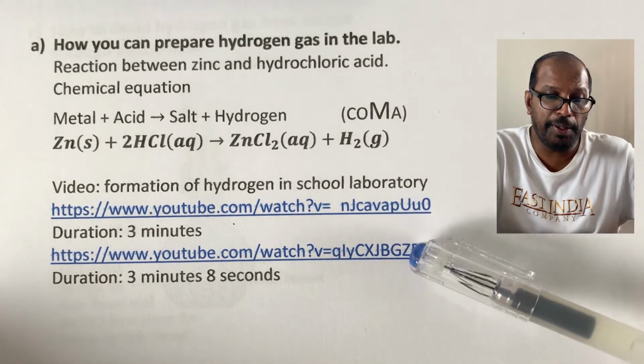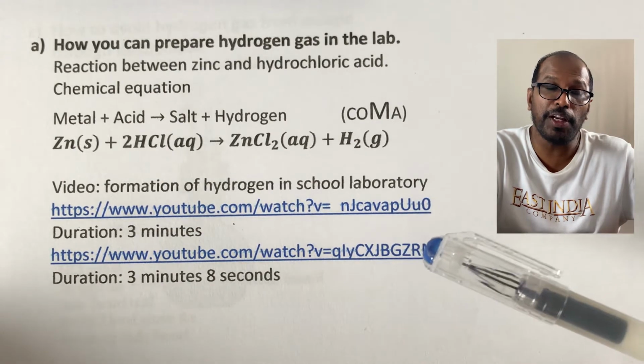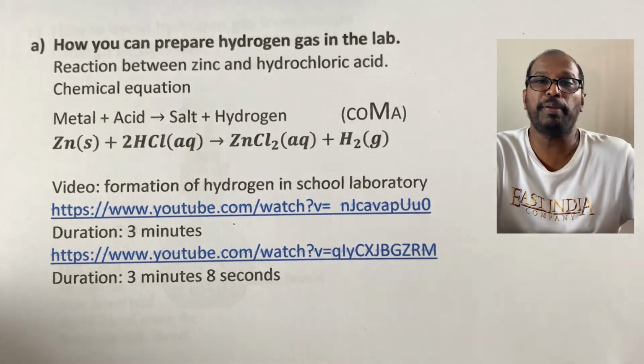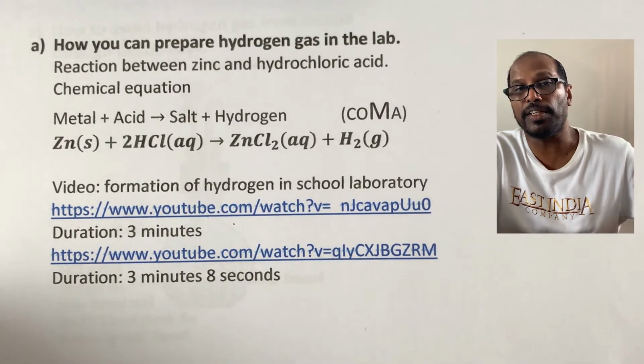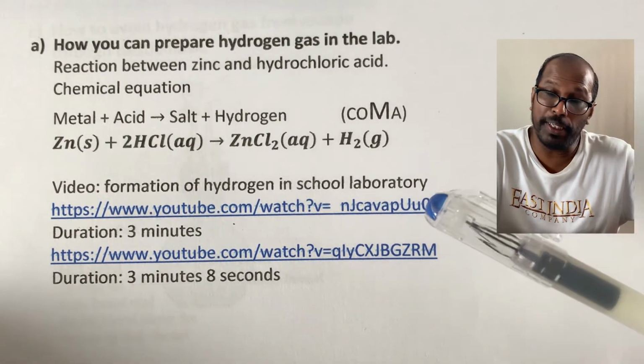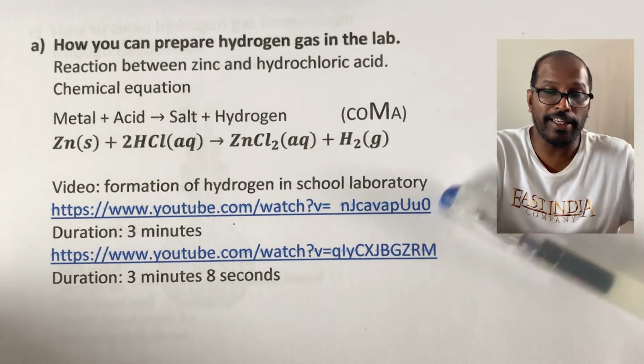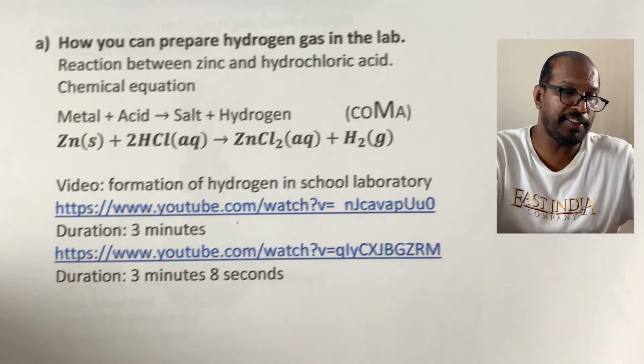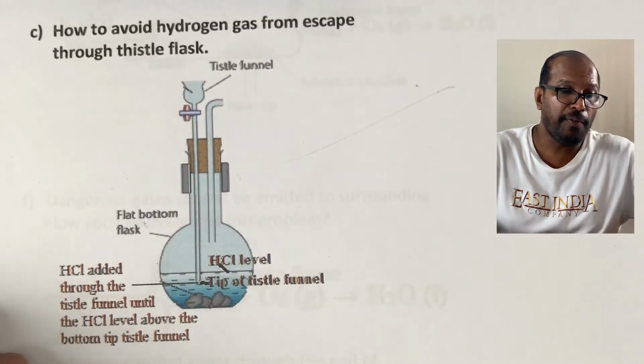So here we will be collecting the gas in a proper way, how we can collect the gas, and in the first video we will explain the gas formed, which is hydrogen. It means we're going to use a wooden splinter to prove that the hydrogen gas is being produced. Okay, now this is the first section that you should know.